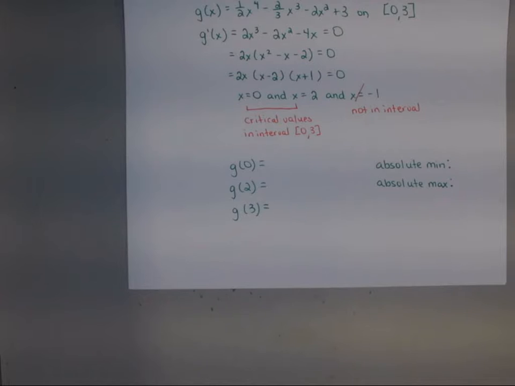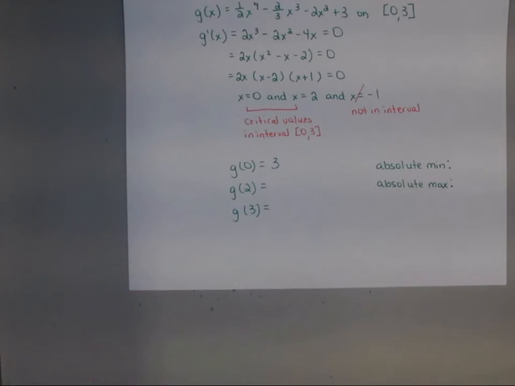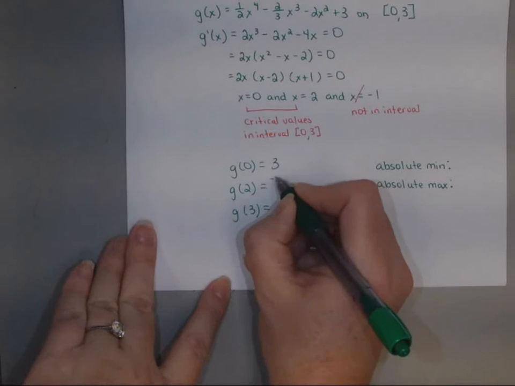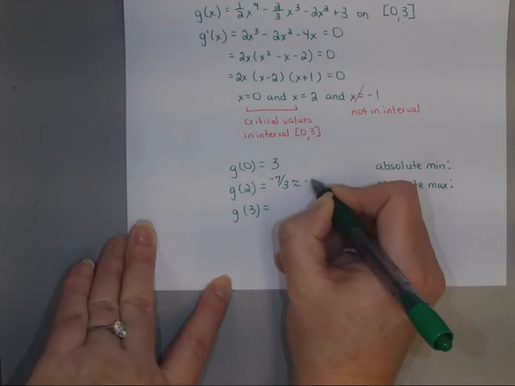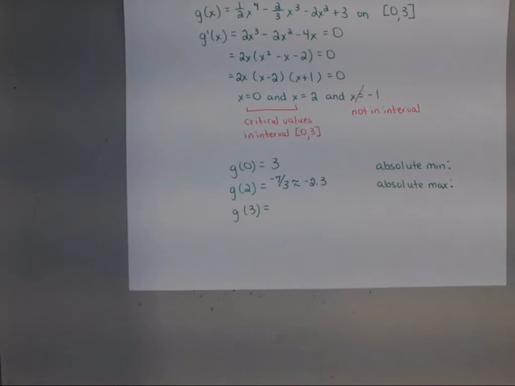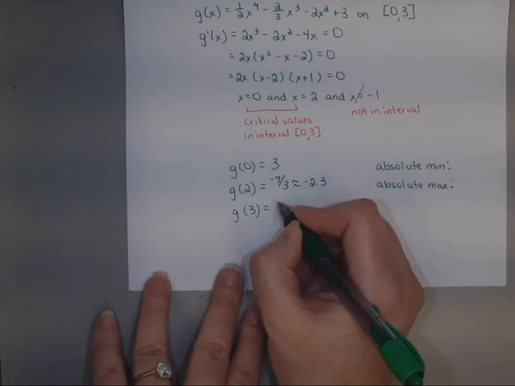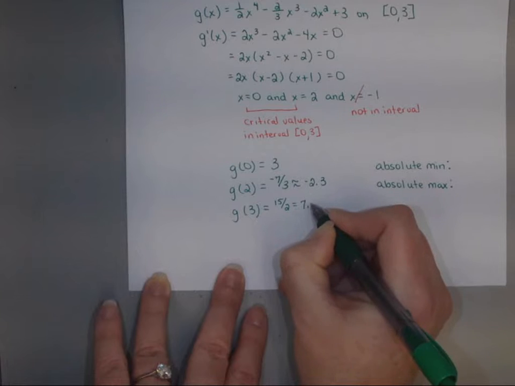All right, so g of 0, you shouldn't have to plug that in your calculator, right? A bunch of stuff's going to go away, leaving only 3. What'd y'all get for g of 2? Negative 7/3. My suggestion when you're trying to find max or min is to change that to a decimal, right? That would be negative 2.3. Just so that you can make sure and compare. What about g of 3? I got 15/2 or 7.5.